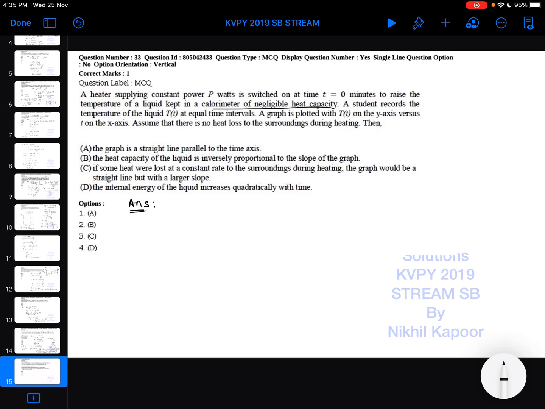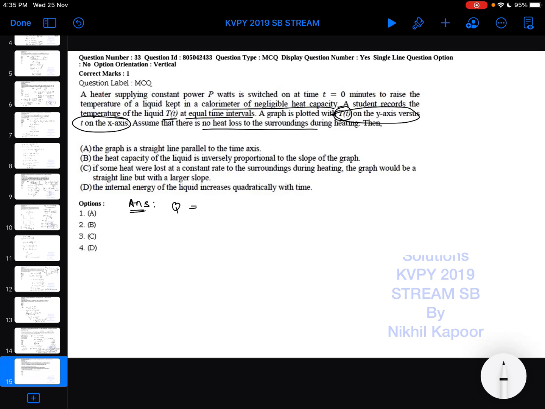A student records the temperature T at equal time intervals, and a graph is plotted, the temperature on the y-axis and time on the x-axis. Assume that there is no loss of heat to the surrounding. Then the nature of the graph is asked.